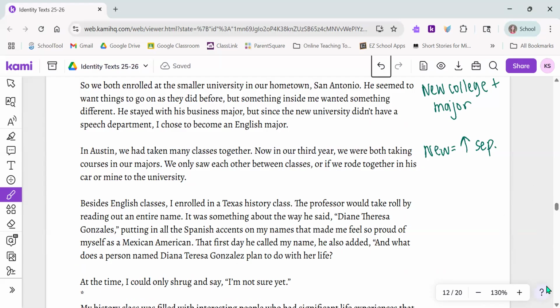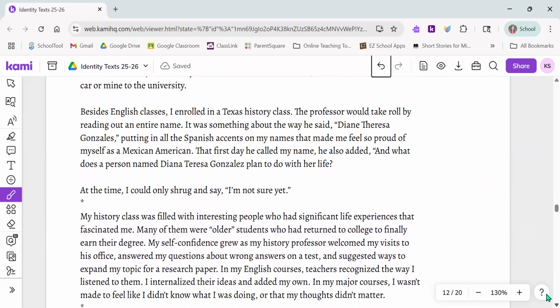Besides English classes, I enrolled in a Texas history class. The professor would take roll by reading out an entire name. It was something about the way he said Diane Teresa Gonzalez, putting in all the Spanish accents on my name, that made me feel so proud of myself as a Mexican American. That first day he called my name, he also added, "And what does a person named Diana Teresa Gonzalez plan to do with her life?"